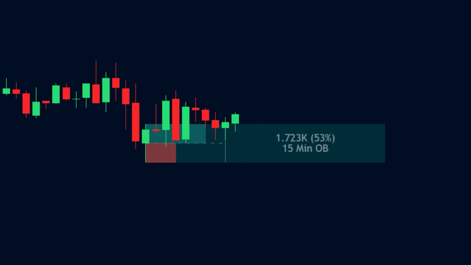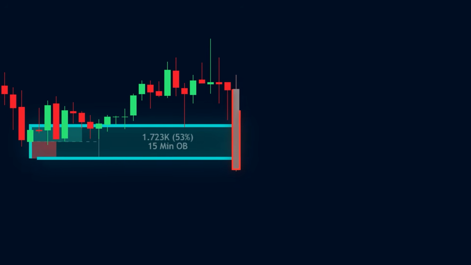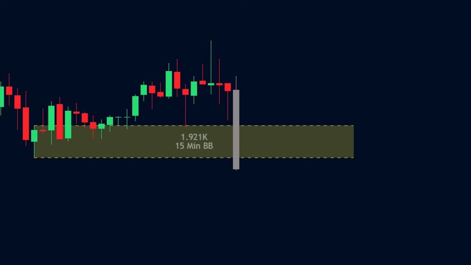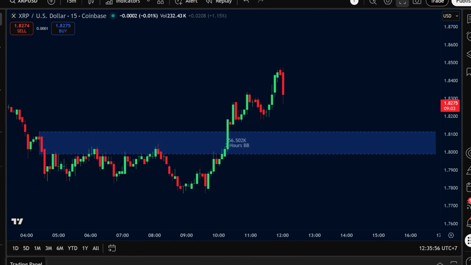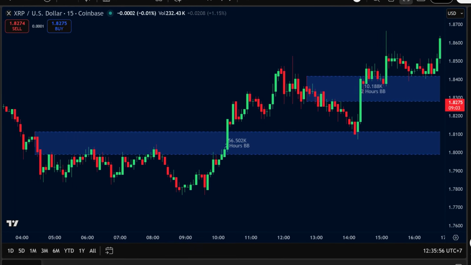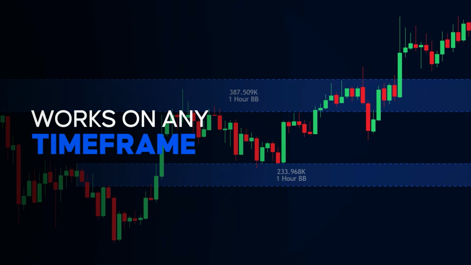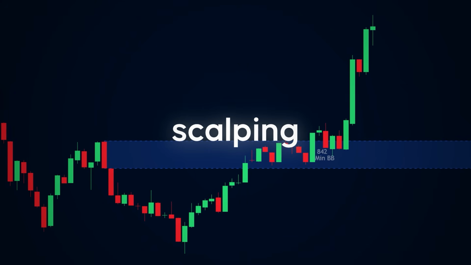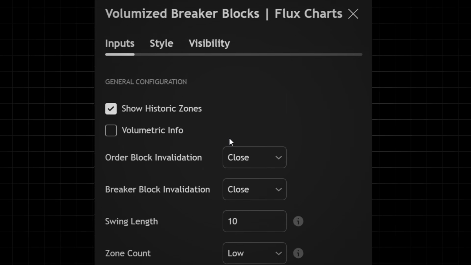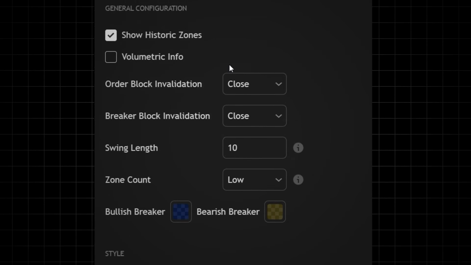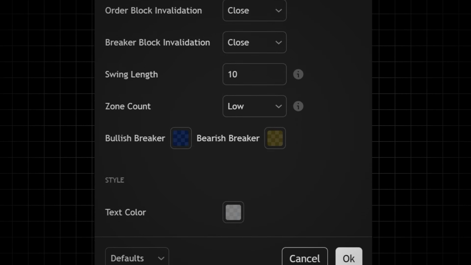Here's how it works. The indicator automatically detects when order blocks fail and converts them to breaker blocks. You don't have to manually track anything. You just need to watch for the zones to appear and understand what they're telling you about market structure. The best part is it works on any time frame and market. Whether you're scalping, day trading, or swing trading, the indicator will work. Before we walk through the strategy that ties it all together, let's go through the core settings so you understand exactly what you're looking at.